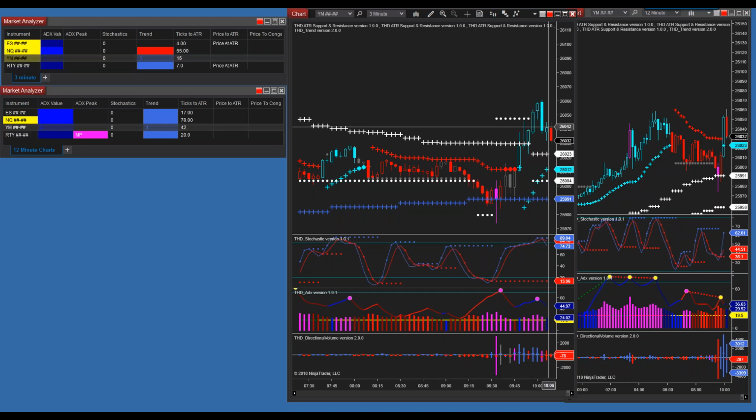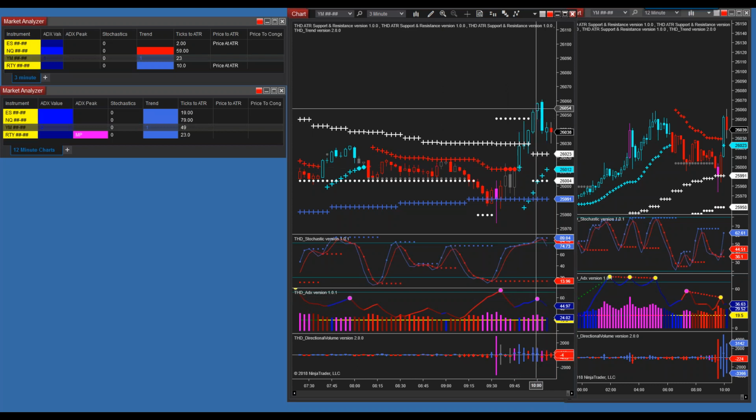All right, and as you can see, this is retracing. This is the purpose of the stochastics. Look at the ADX. It's got a magenta peak. What does a magenta peak mean? It means that more likely than not, price is going to pull back to the ATR. In this case, the light blue, the cyan, is where you would expect price to pull back to.